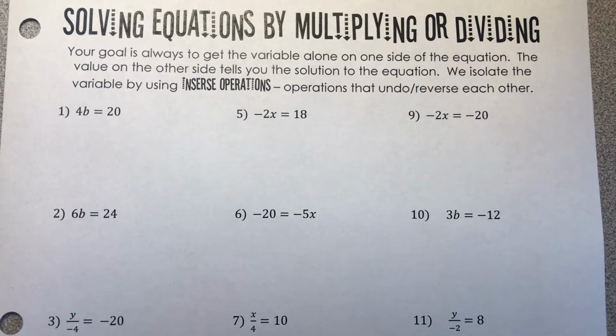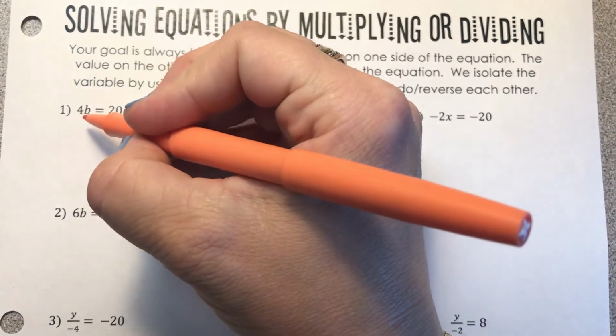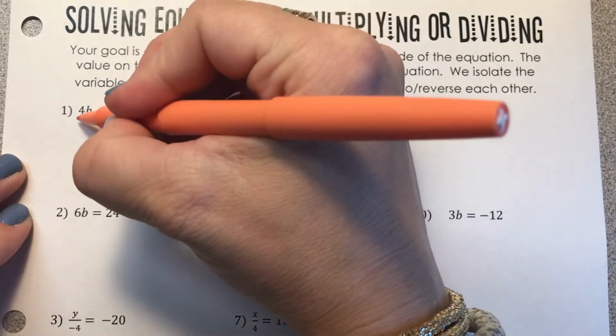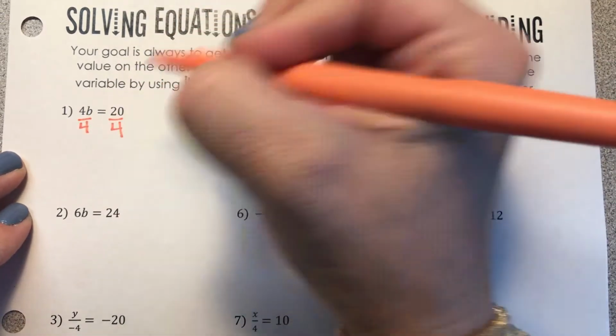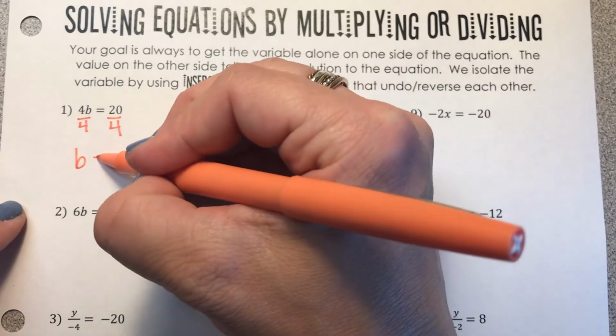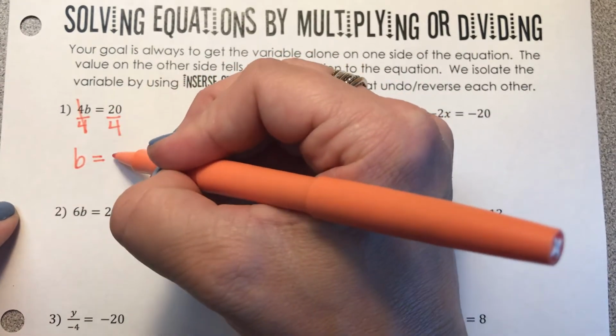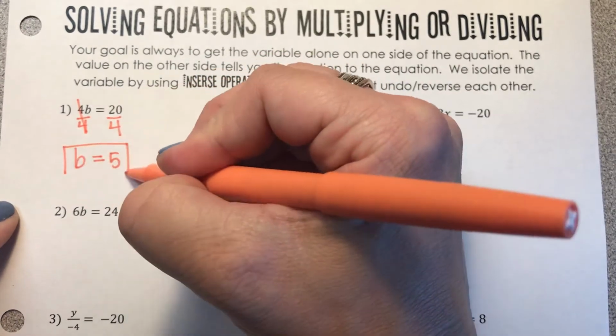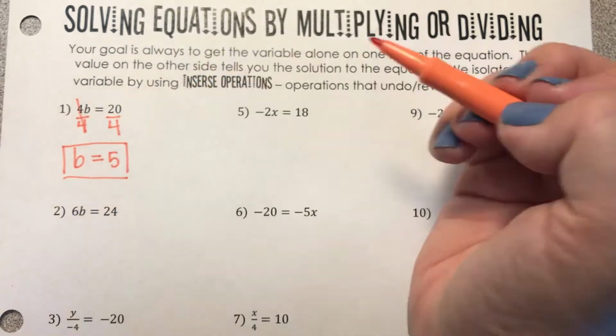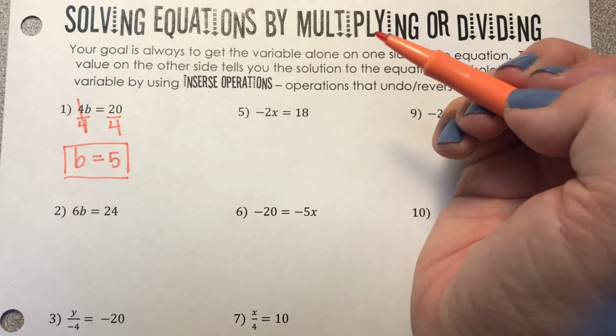Okay, we're still using inverse operations. So this is saying 4 times a number is 20. So let's divide everything by 4. B equals 20 divided by 4 is 5. We just undid that multiplication using division.